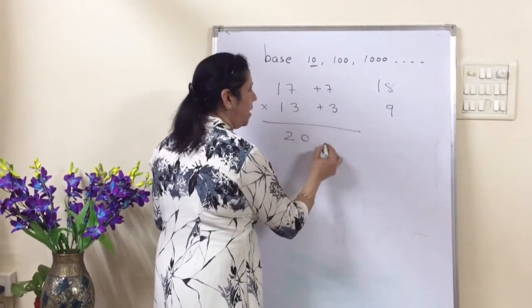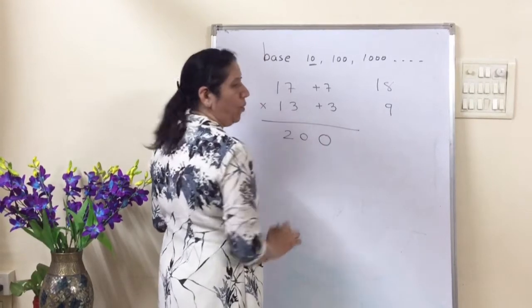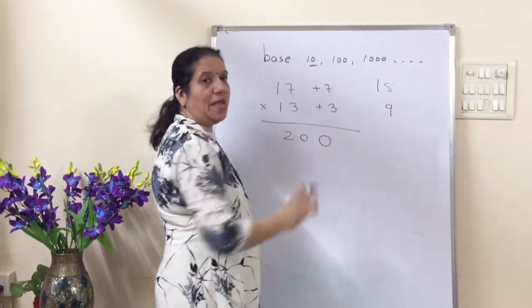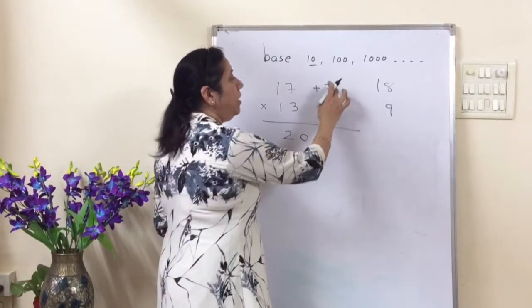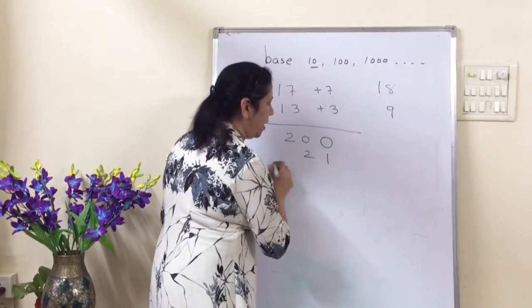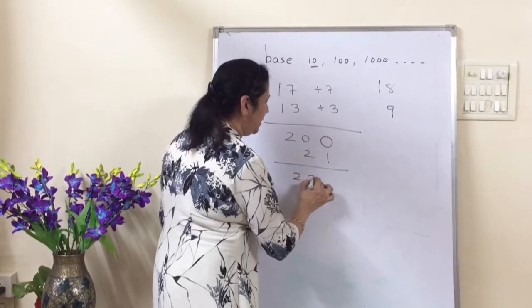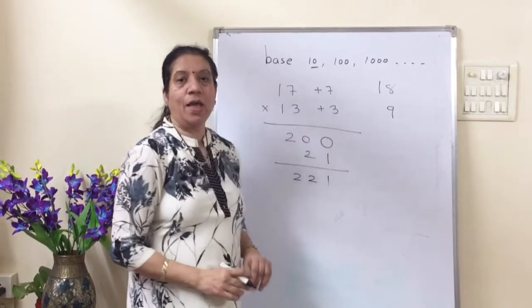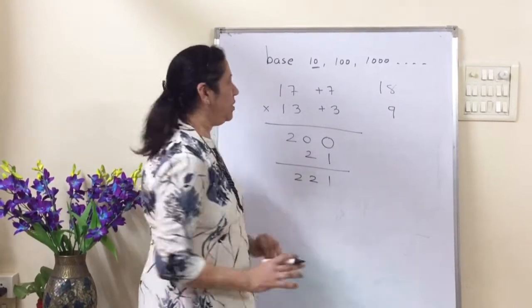So we write 20 here and we put a 0. Why? Because we have taken base 10. Okay, now 7 3s are 21, so we will put 21 here and see, you get the answer, it is 221. Okay, so this is the method.